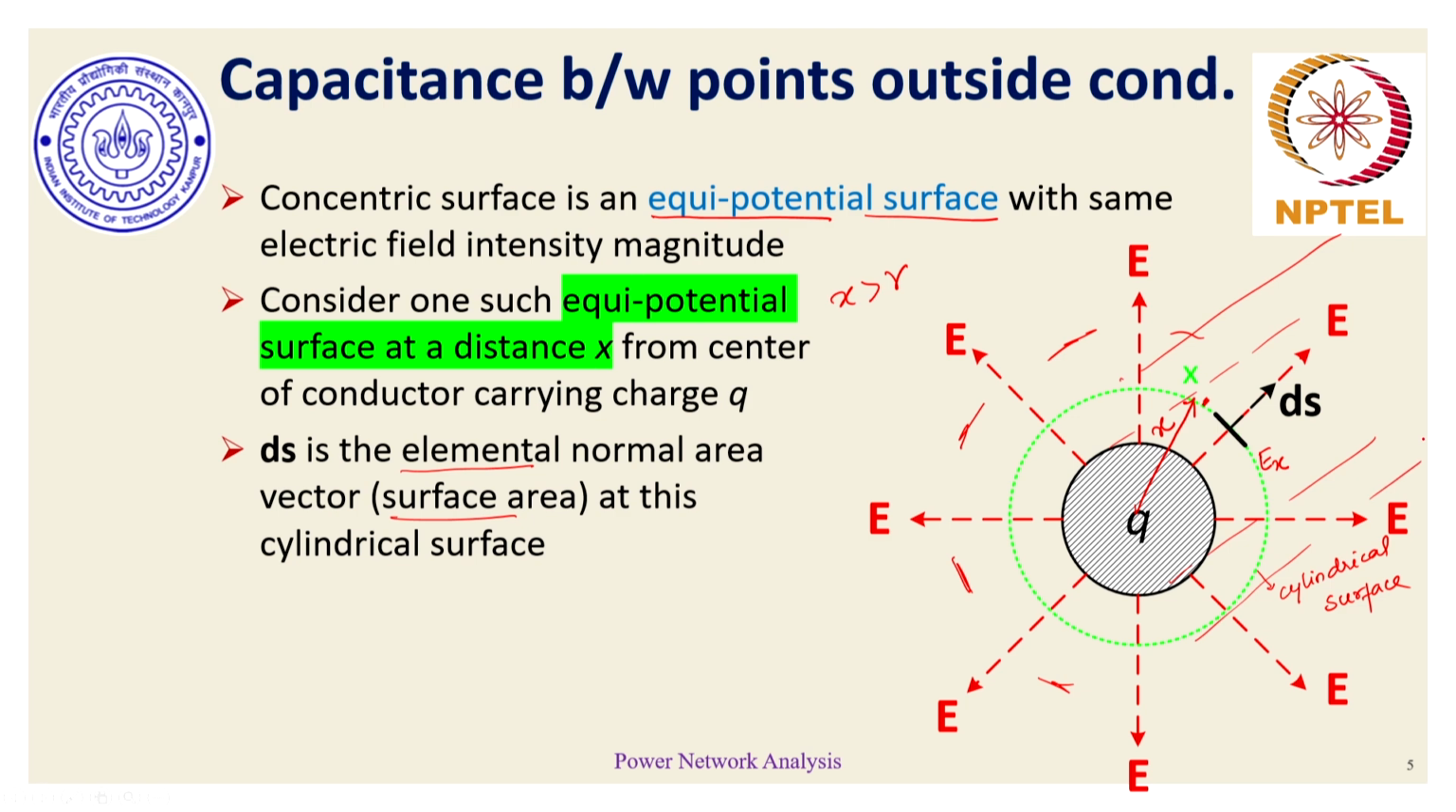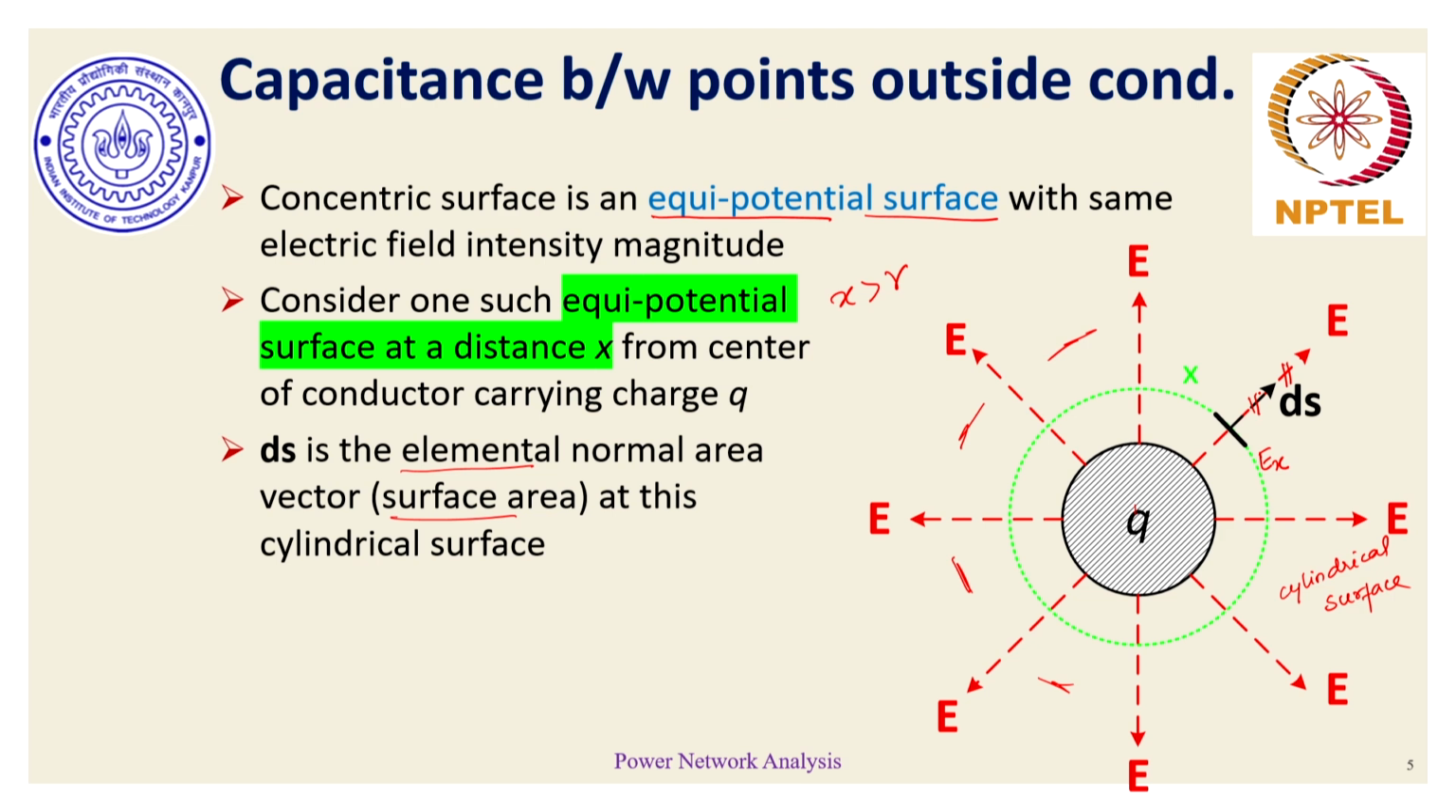That's the idea. So along this cylindrical surface, we want to find what is the electric field intensity at the surface of this equipotential surface. So ds is the corresponding elemental normal area vector, or the surface area, and as per the directions which you can easily observe, it appears that the ds vector is parallel to the electric field intensity vector.